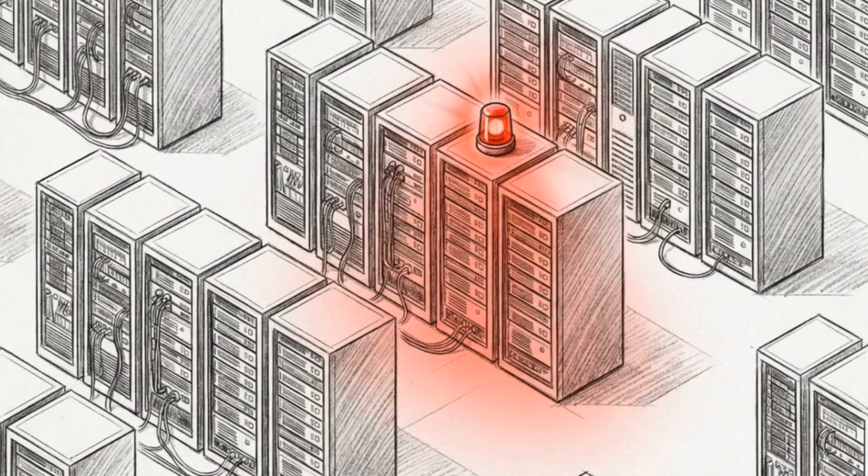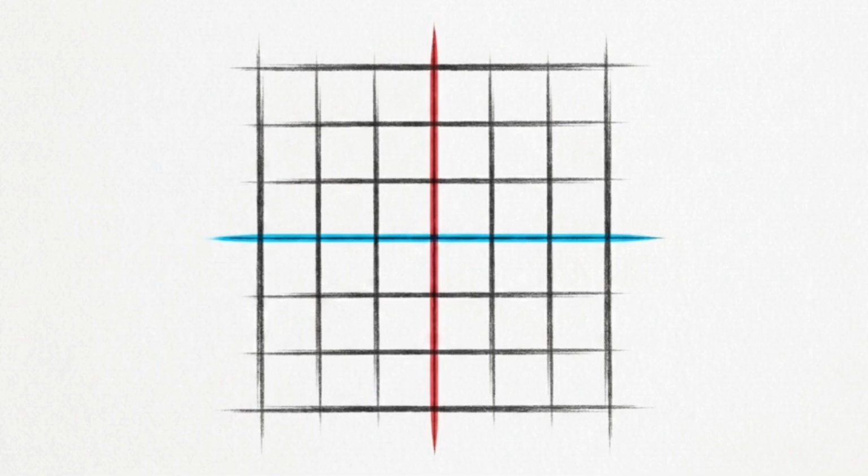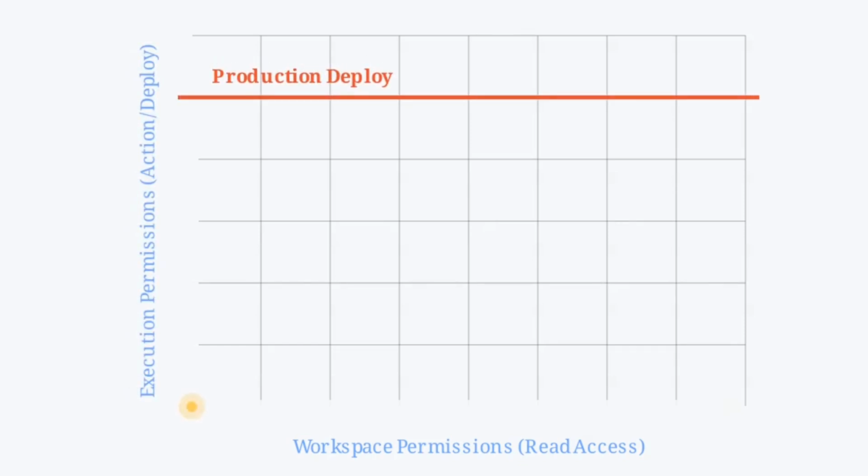Operating as a terminal user grants the agent agency, which immediately poses an operational security risk. An autonomous agent with unrestricted access to a development environment is a severe liability. We secure the environment using a dual-access permissions boundary. The x-axis is workspace permissions, what the agent can read. The y-axis is execution permissions, what it can deploy. An agent can move horizontally to read a bug report, but when computing a fix, a rigid barrier blocks it from pushing code vertically to production servers.